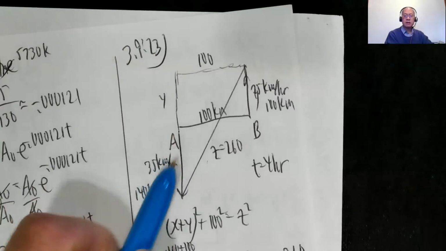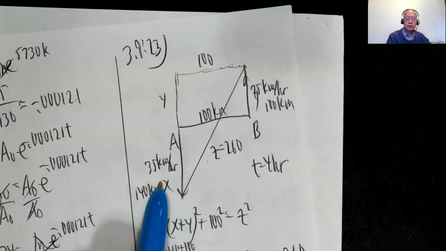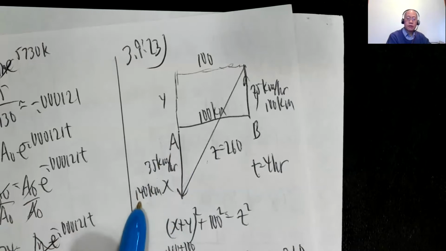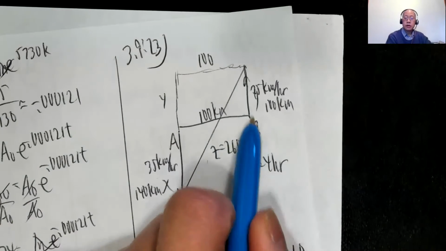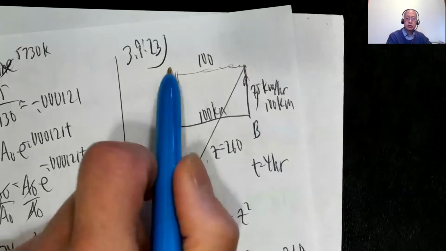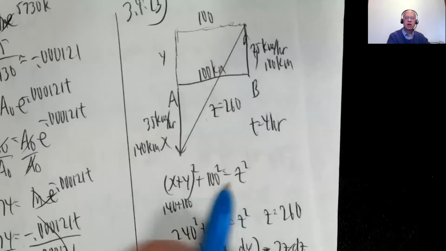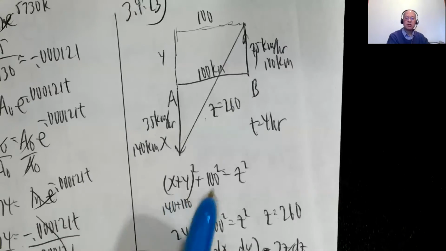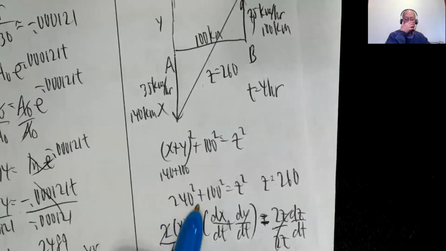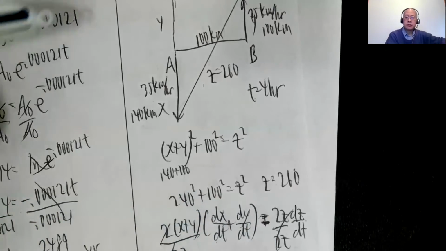3.9, number 23. Point A, point B, 100 kilometers. 35 kilometers per hour south for 4 hours is 140 kilometers. 25 kilometers per hour north times 4 is 100 kilometers. I drew myself this picture, right? So I have (x plus y) squared plus 100 squared is z squared. Plug in 140 here, 100 here. So 240 squared plus 100 squared is equal to z squared. Do the math. z comes out to be 260.